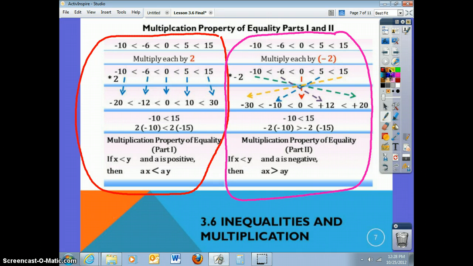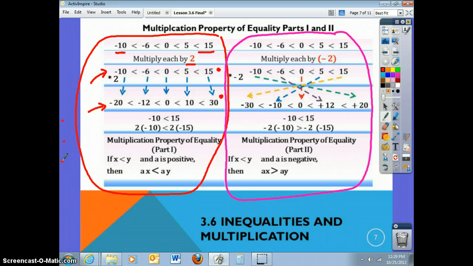So on the left-hand side, I have a group of numbers starting as low as negative 10 and going as high as 15, and I've put them in consecutive order where negative 10 is less than negative 6, etc. I'm going to multiply each of those numbers by 2, and I'm going to get this next line right here. So negative 10 times 2 gives me negative 20, and then all the way up to 15 times 2 gives me 30. So that's where all those numbers came from.